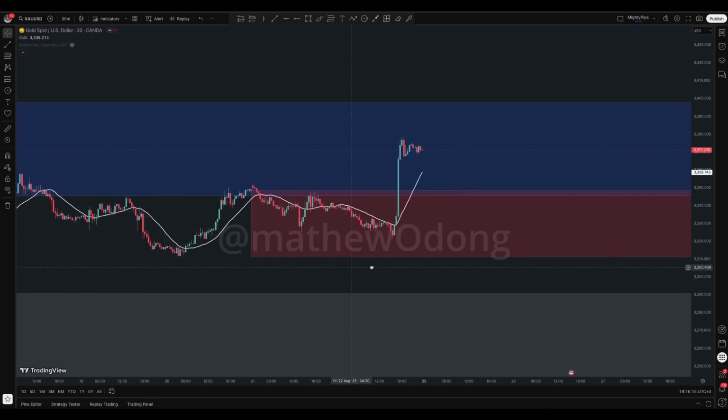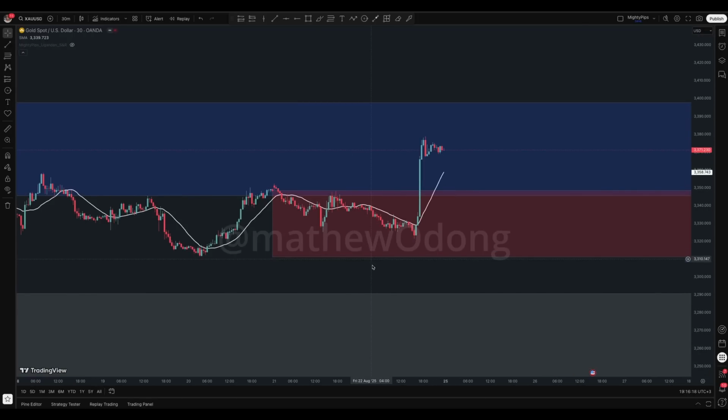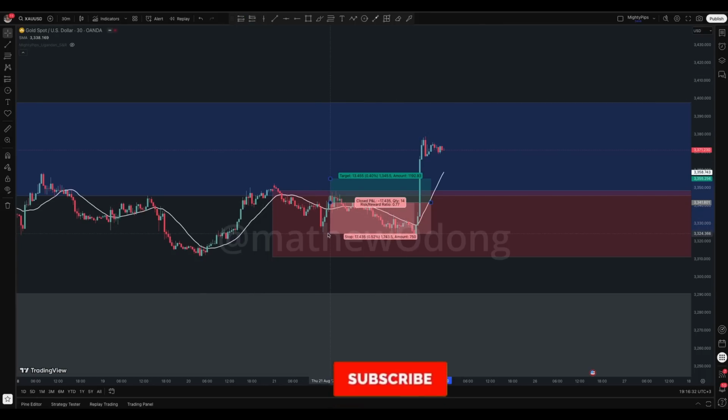Now, in this case here, you're going to get multiple entries, but you can be stopped out and get a re-entry. Now, the first entry we got here would stop us out. This one here, if you put your stop loss below here, you can see that the market would stop you out if you took that trade. That would be a loss.